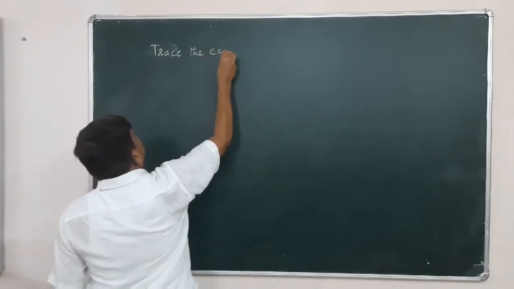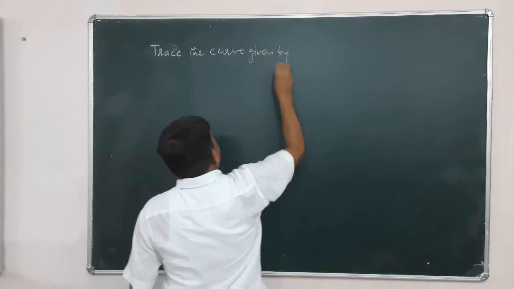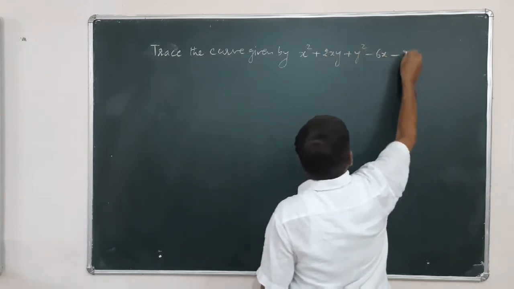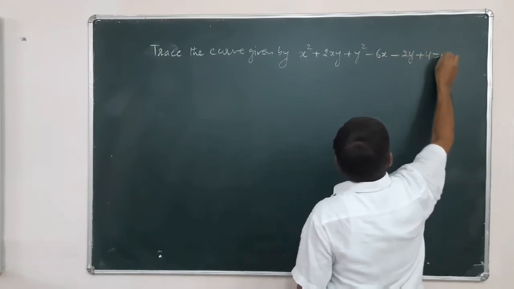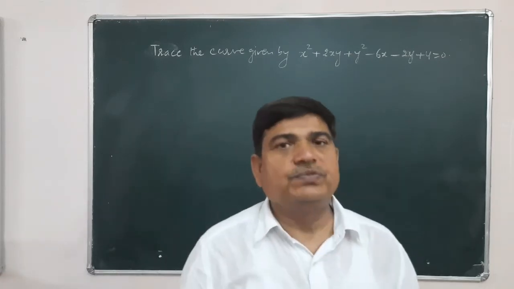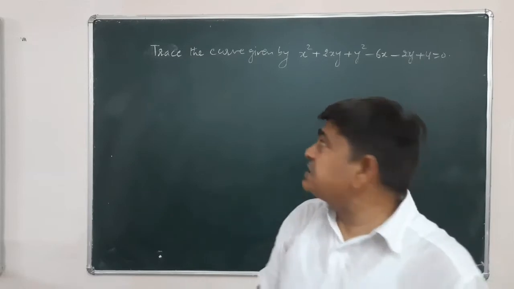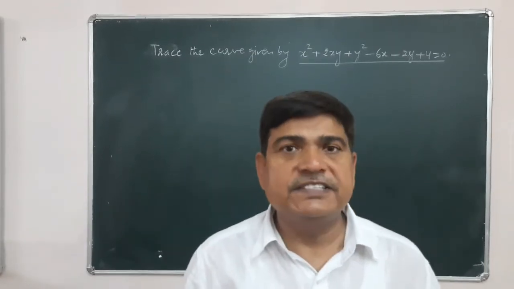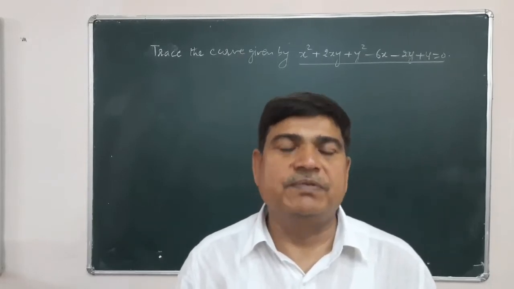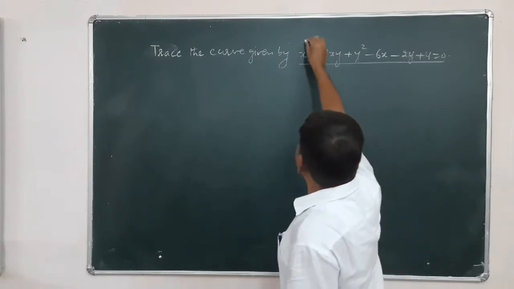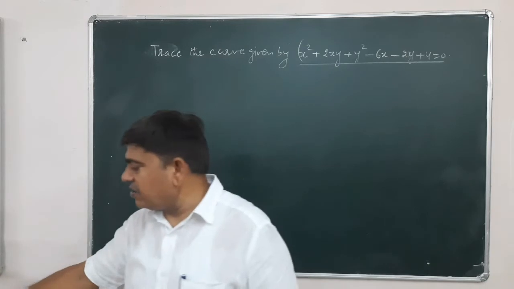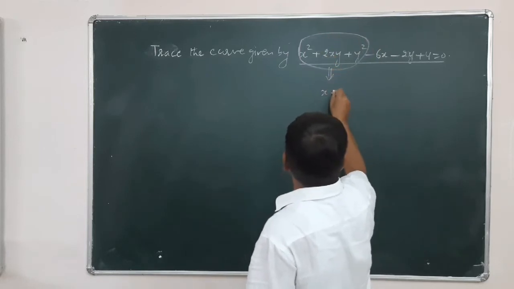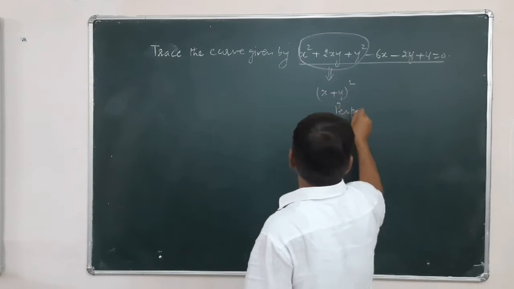Trace the curve given by x² plus 2xy plus y² minus 6x minus 2y plus 4 equals 0. The name of the curve is not given, but we know that this is a second degree equation. It means either it will give you pair of lines, or circle, or parabola, or ellipse, or hyperbola. We use one technique I have already explained. We say the second degree terms taken all together, this one, is x plus y whole square, which is a perfect square.